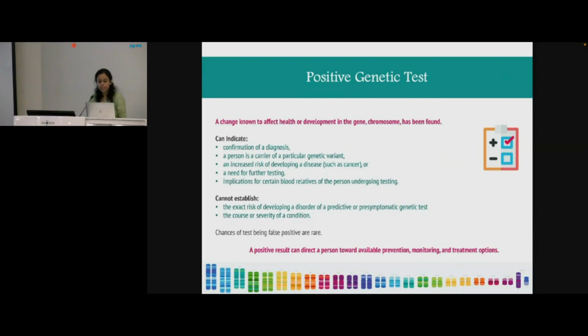It can tell you the implication for certain blood relatives of the person undergoing testing. But what it cannot tell you is the exact risk of developing a disorder, as in predictive or pre-symptomatic genetic testing. It cannot tell you about the severity or the course of the disease. But the brightest side is this: a positive result can direct a person towards the available prevention, monitoring and treatment options.